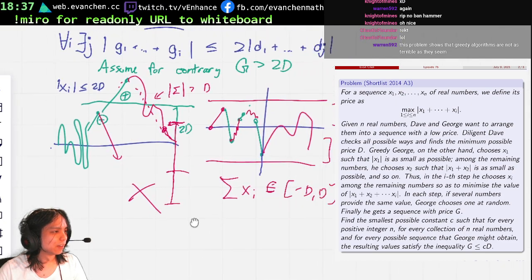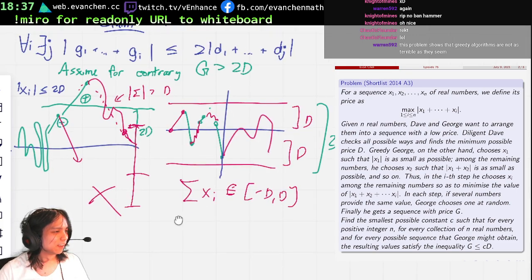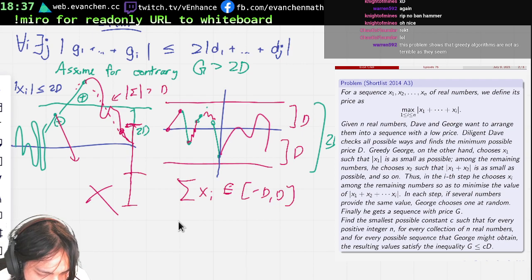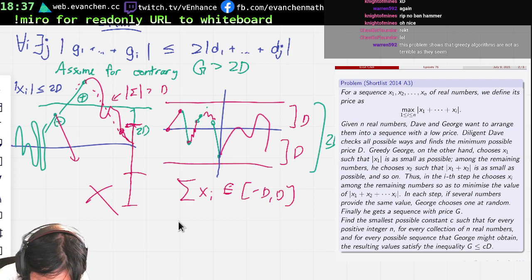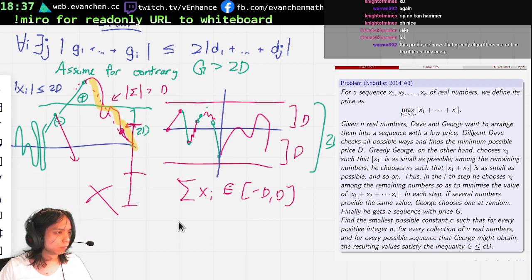It's always something of this shape. What if 2D occurs as the last number? No, what you do is you look in this red blob for any number. Any negative number, and it'll be okay. Alright, does that work? Did I mess anything up?